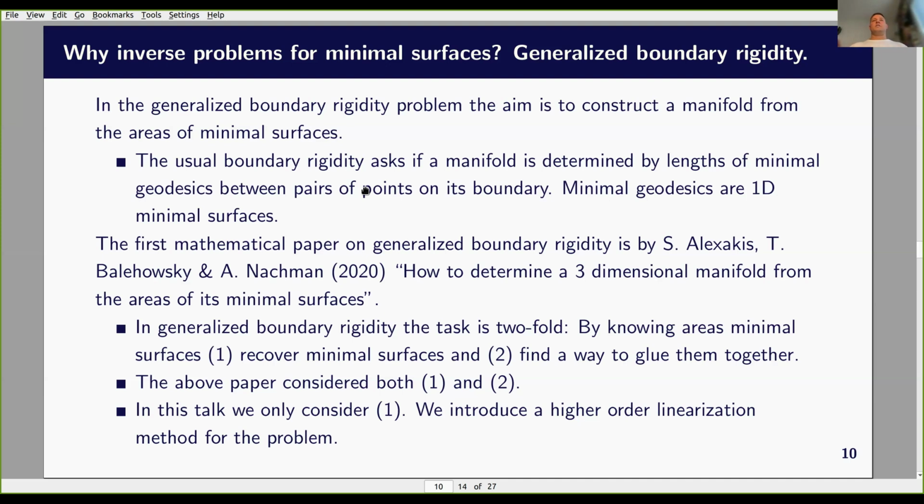And how do we do this? How do we recover the individual minimal surfaces? By introducing the high-order linearization method for the problem.